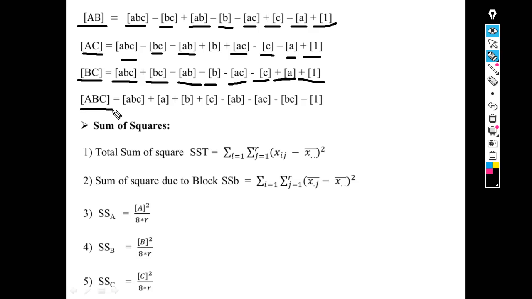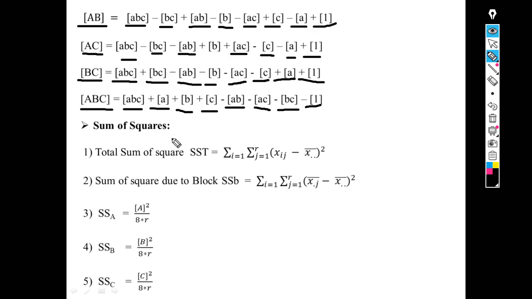Then the factorial effect total for the second order treatment interaction effect ABC is denoted by square bracket ABC, and it is ABC plus A plus B plus C minus AB minus AC minus BC and minus 1. To remember this formula, first understand the formula for interaction effect ABC, and it is 1 by 4 (A minus 1) into (B minus 1) into (C minus 1). So simplify these three brackets and replace the treatment means by their treatment total. So we get this formula.